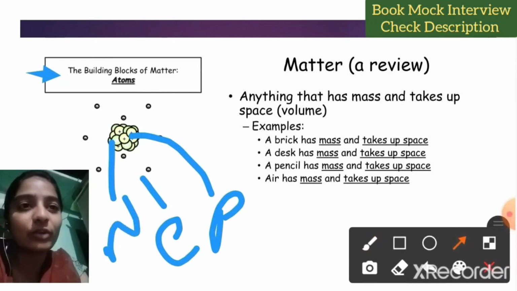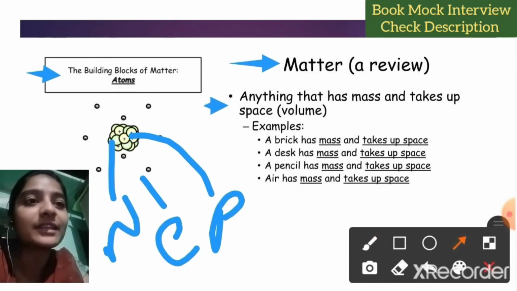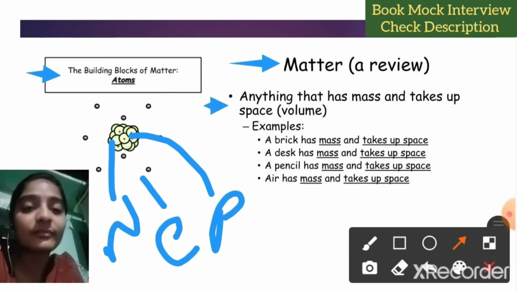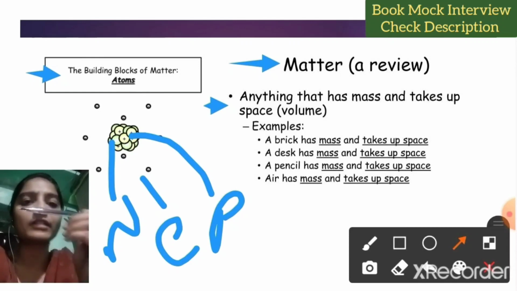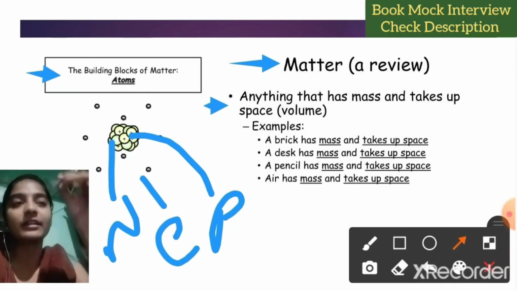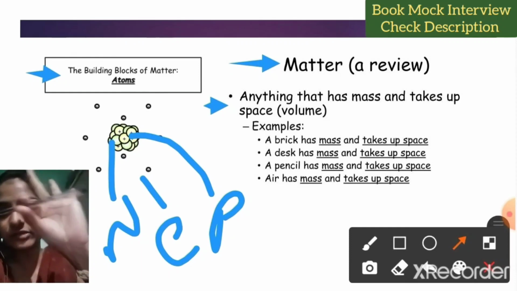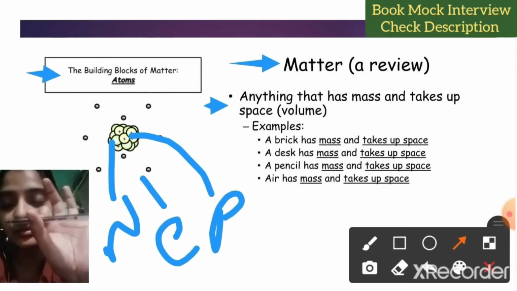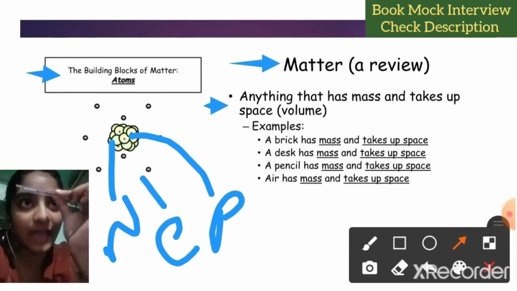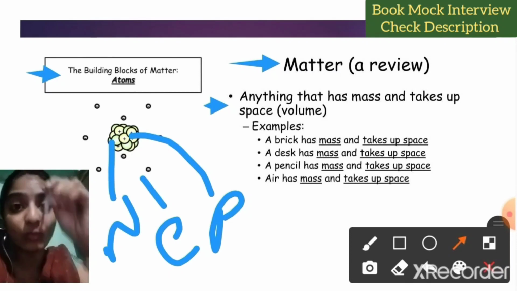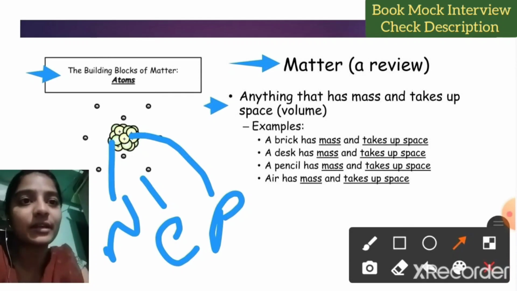Coming to the topic of matter, matter is nothing but anything that has a mass and takes up space. Like I can give the example of a pen. I will think this pen is matter. If this pen is matter, it needs some space to occupy. If I want to keep this pen, it needs this much space, right? And this space is nothing but volume, and it has some mass inside it. So that is nothing but matter.